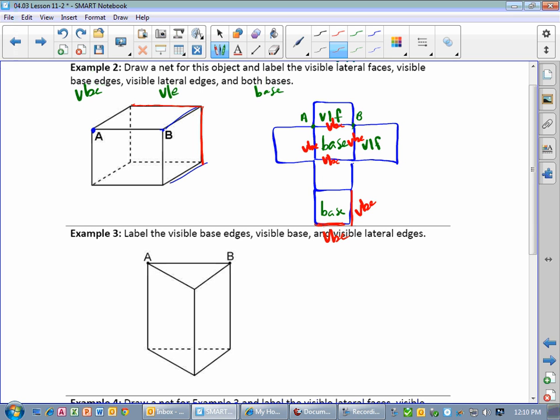Now we have visible lateral edges. So we have this right here, which would correspond with the top left up here. So that's a visible lateral edge. But it also corresponds with this right here, where they meet. So this is actually also a visible lateral edge. We have this side, which would correspond with this side, so that's a visible lateral edge. But it's really where those two meet. We have this side, which was part of the base, but it's really where the base and this edge meet. So it's a base edge and a lateral edge.